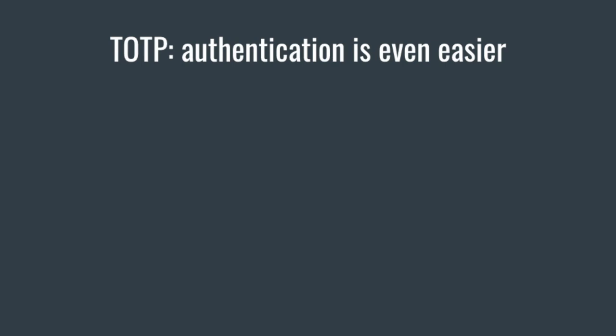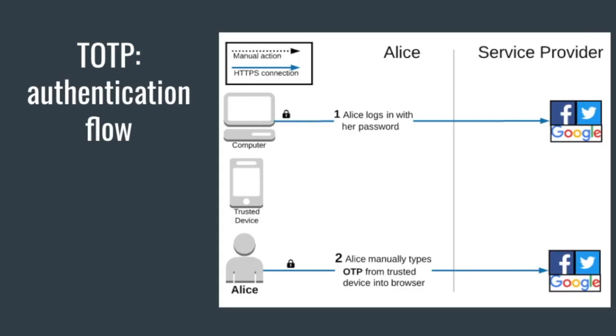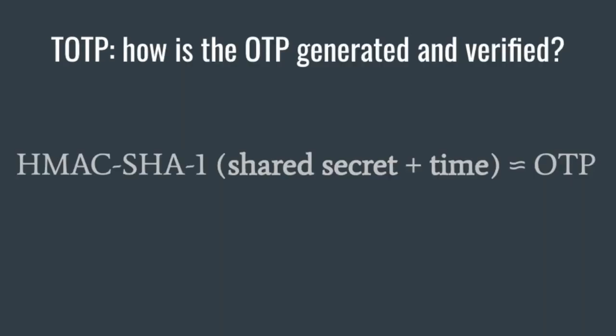So on the login experience, it's pretty straightforward. Alice will put in her password and take out the trusted device, look up the correct account, and put in the one-time password. Right? You might be thinking, OK, she puts in the one-time password, but how does the service provider know that is the correct 6-digit code?